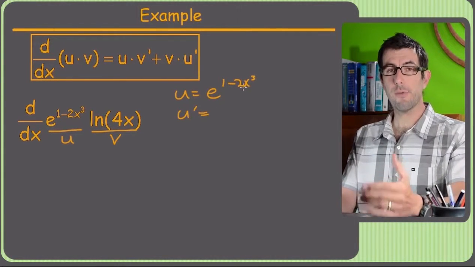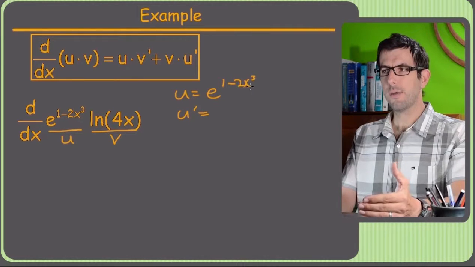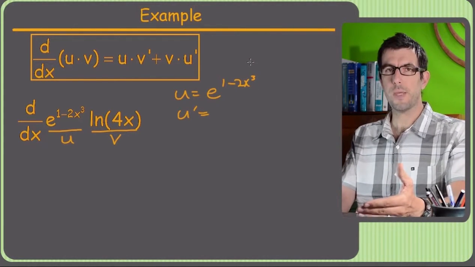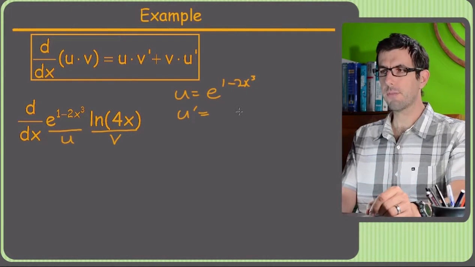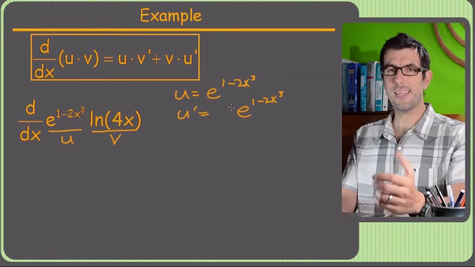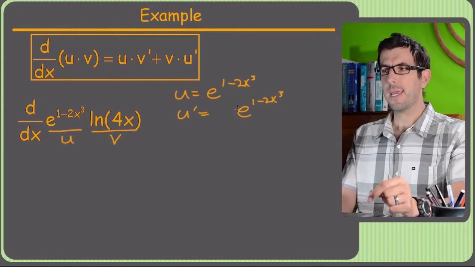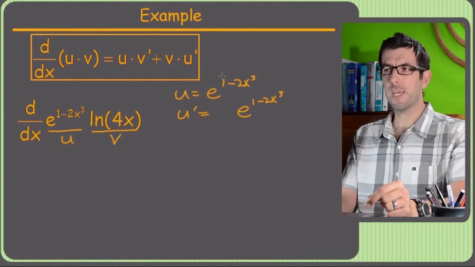All right, how do we find the derivative of an exponential? Well, it's just going to be that same exponential times u prime. So it's still going to be e to the 1 minus 2x cubed. So it's its own derivative basically. But then the chain rule makes us do that times u prime. And u prime is just the derivative of the exponent of e.